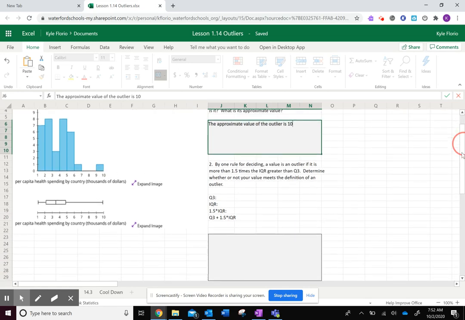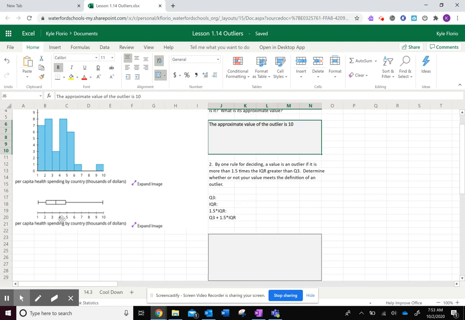Number 2 tells us one rule for deciding if a value is an outlier: if it's more than 1.5 times the IQR greater than Q3. Determine whether or not the value meets the definition of an outlier. So we need to find out what Q3 is, we need to find out what the IQR is, and we need to find out if this value 10 is bigger than 1.5 times the IQR more than Q3. So let's just calculate one of these at a time and see if we can get there.